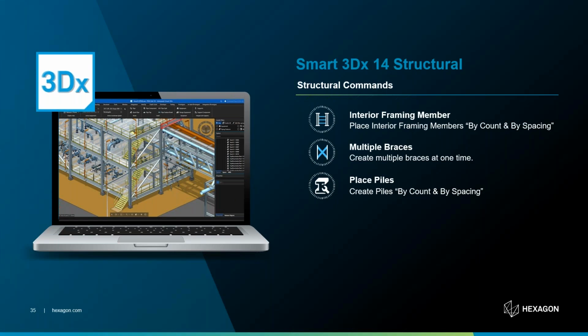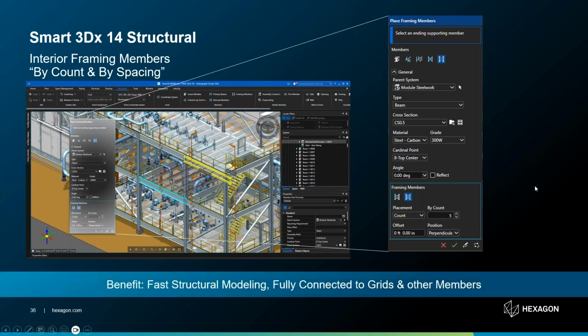I have selected several structural commands that provide productivity enhancements within your structural design needs. We are going to talk about interior framing member, multiple braces, and place piles. The place framing members command lets you quickly insert framing members by count or by spacing. Each framing member is an individual member that can be modified if needed.